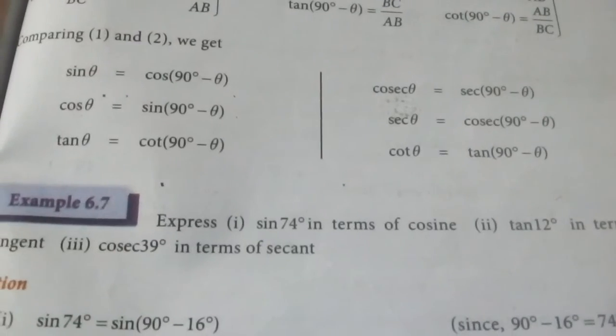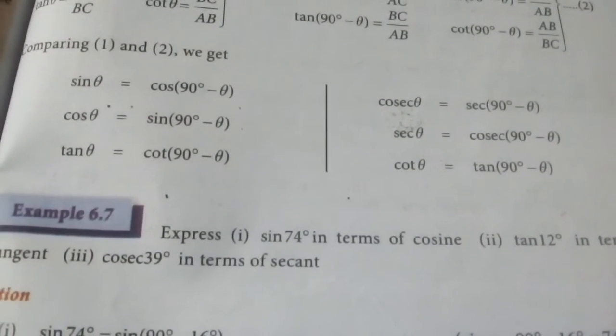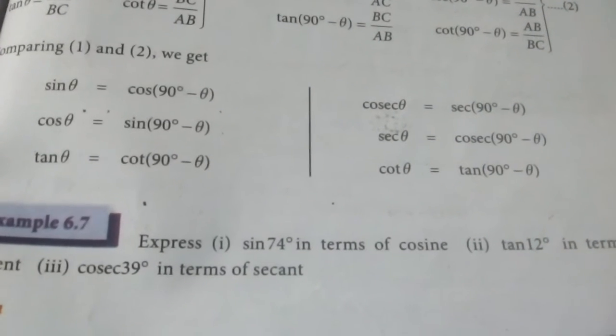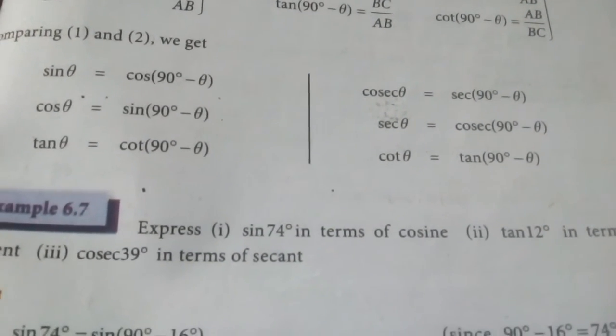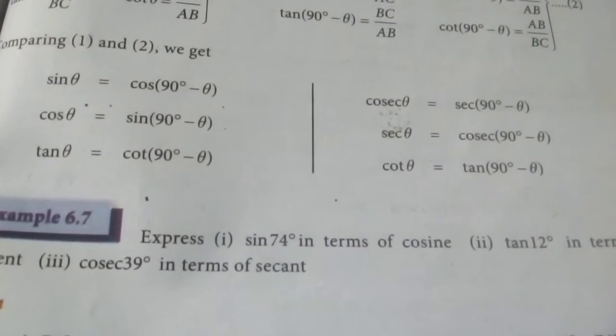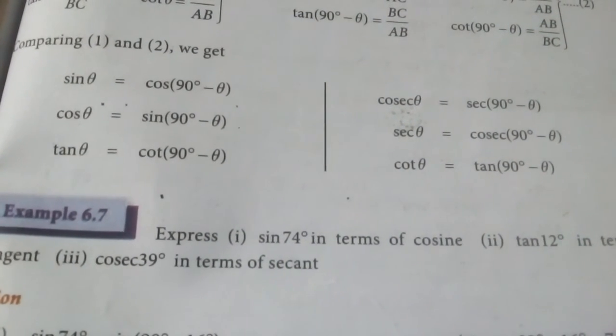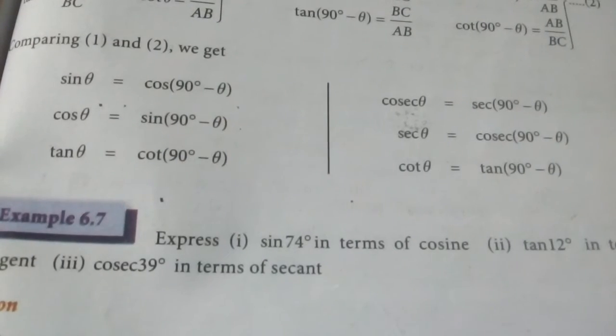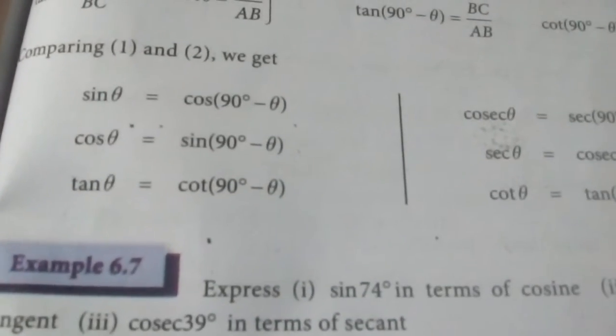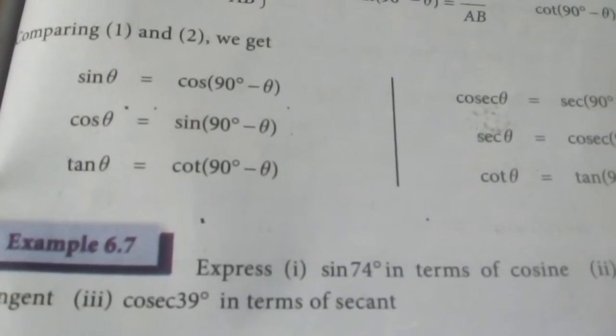Okay. Sin theta is equal to cos of 90 minus theta. These are the formulas to be learned by yourself. Trigonometric ratios for the complementary angles. Okay. So here we are going to learn with the theta values. Sin theta is equal to cos of 90 minus theta. Cos theta is equal to sin of 90 minus theta.